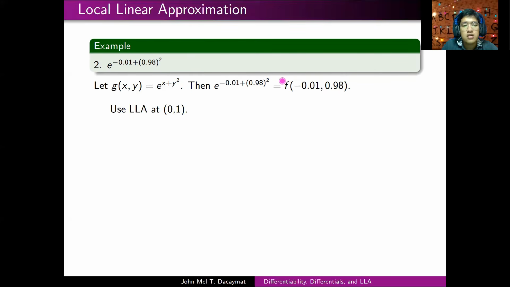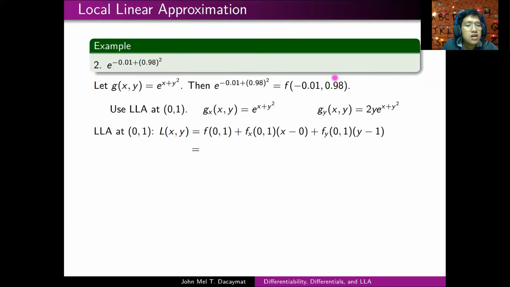Okay? So, gamitin ko yung LLA at 0.1. Bakit at 0.1? Kasi negative 0.01 is close to 0 and 0.98 is close to 1. So, at least, yung LLA ko magiging magandang approximation. Okay? So, ito yung kanilang partials. No? Madali lang naman yan. Hindi ko na i-detail.